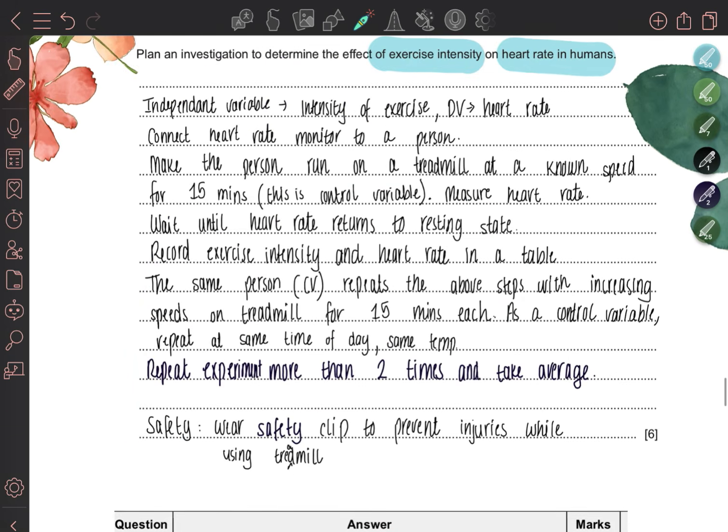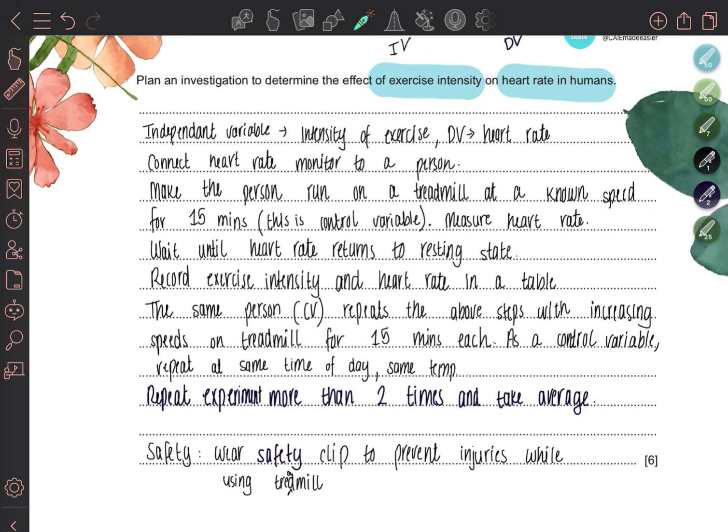So based on how you are identifying your variables, you are going to write down the steps for the experiment, okay? So for me, my independent variable is that I'm going to change the intensity of the exercise. I'm going to increase the intensity every time I repeat the experiment, and the dependent variable would be the heart rate of the person. So I'm going to first connect the heart rate monitor to the person, and then this person is allowed to run on a treadmill at a known speed for 15 minutes. Why 15 minutes? This is going to be a controlled variable, so that every time we repeat the experiment, it is going to be for 15 minutes.